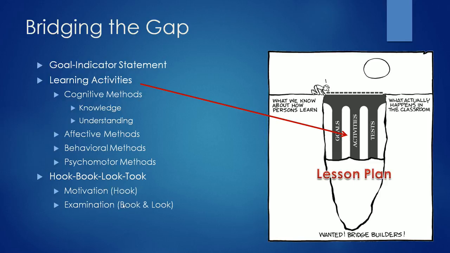So the book is the looking at it initially, understanding the concept, and the look is taking a deeper look and getting more familiar with it by doing worksheets and the kind of things to practice what you've learned there. And then the application is the took, or what you take out of the classroom, and how this applies to life. So we'll look at it in both of these ways as we move on in this session.